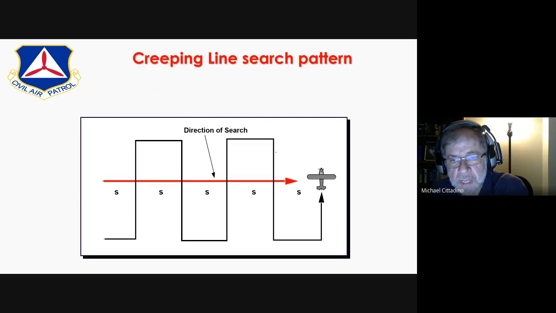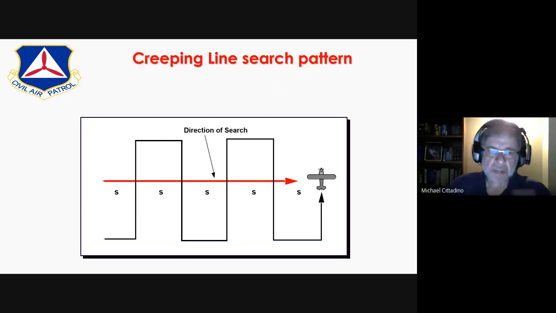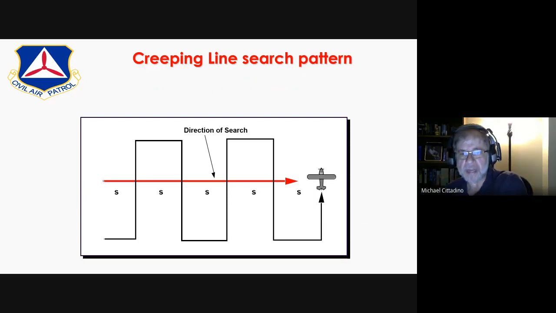We may use this a lot if we have an aircraft where we think something may have happened either after takeoff or on approach, and we want to cover not necessarily the entire route, but that segment of the route that might be close to the airport that the airplane took off from or was expected to land at, because we have some supposition that maybe the aircraft got lost or crashed shortly after takeoff or on landing, but we don't have the specific information for that. So that's one of the ways in which we would use a creeping line search.